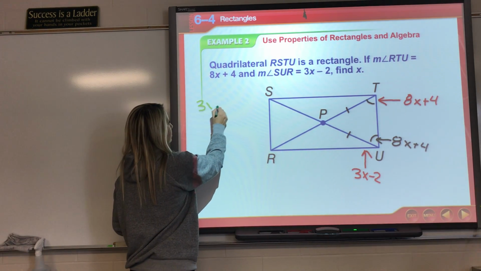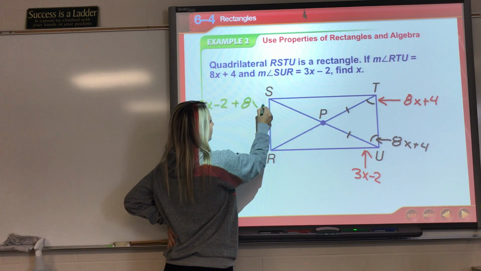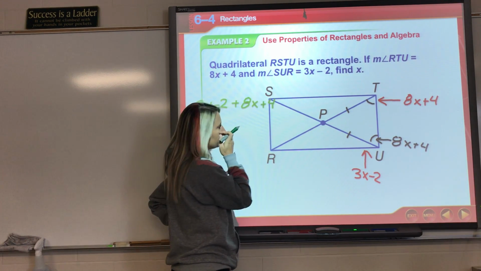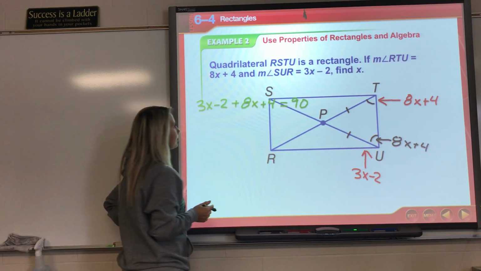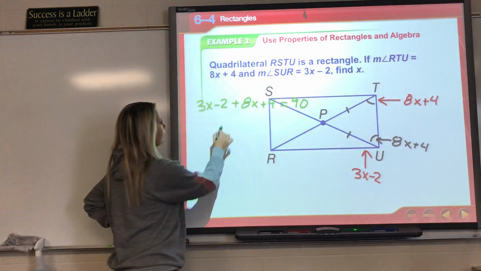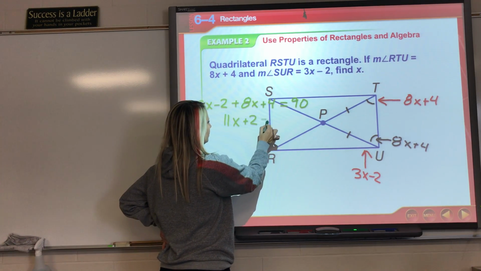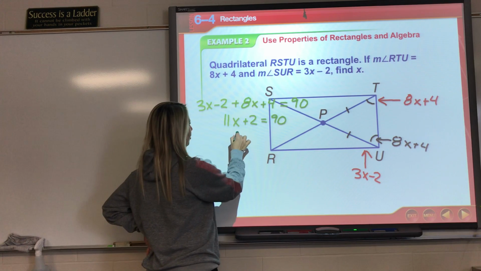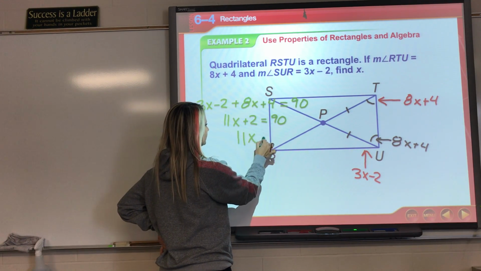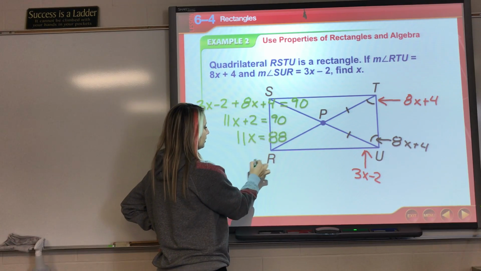We have 3x minus 2 plus 8x plus 4. Oops, running into our diagram here. That equals 90. Okay, so let's combine our like terms here. We get 11x plus 2 equals 90. Alright, subtract that 2 over, we get 11x equals 88. X equals 8.